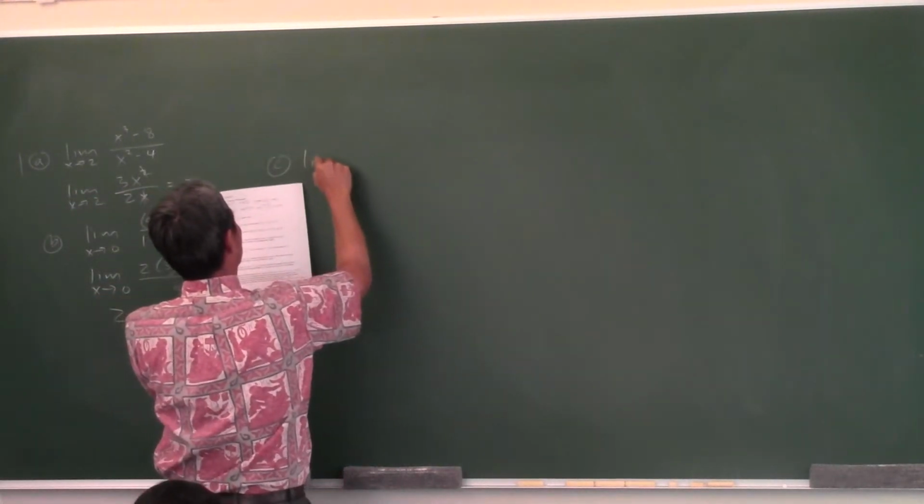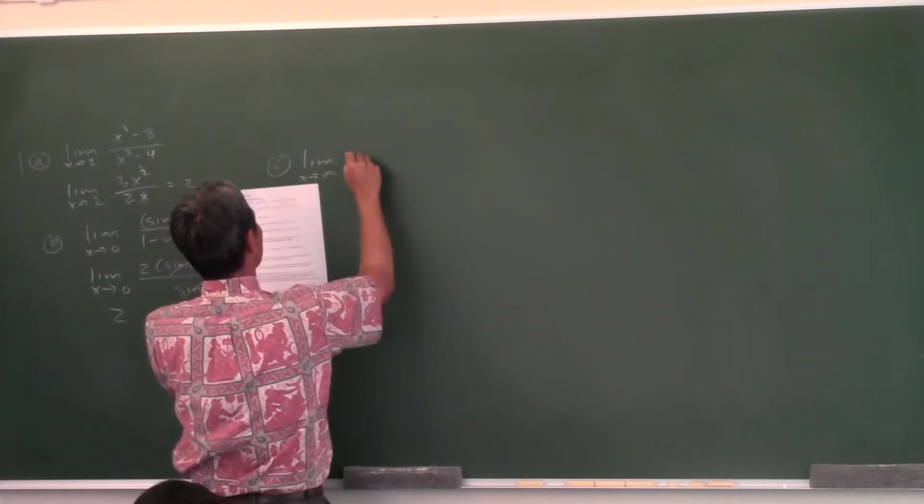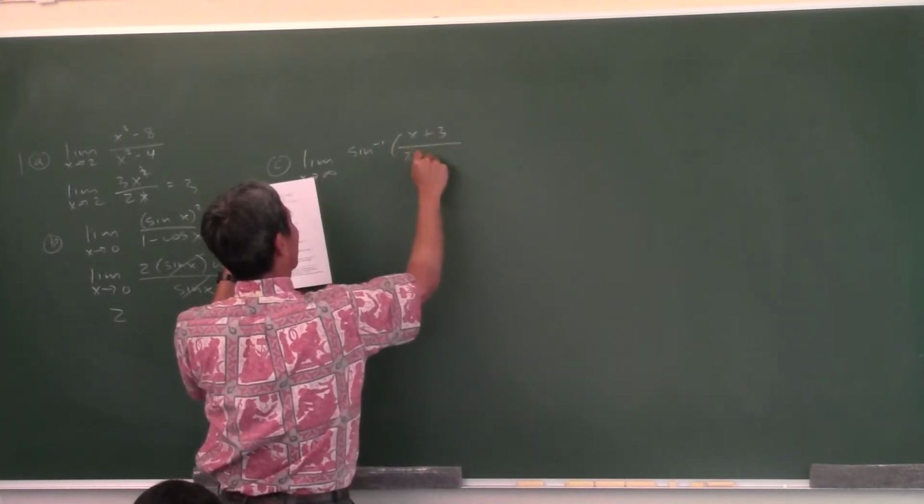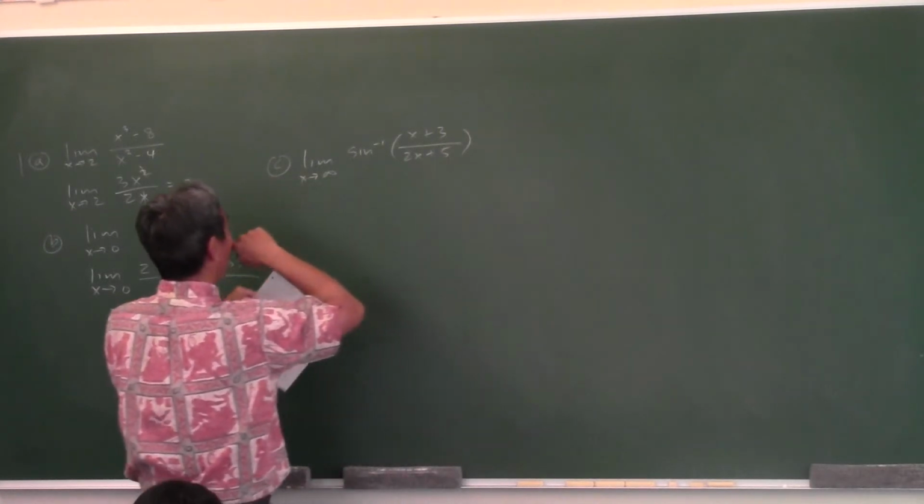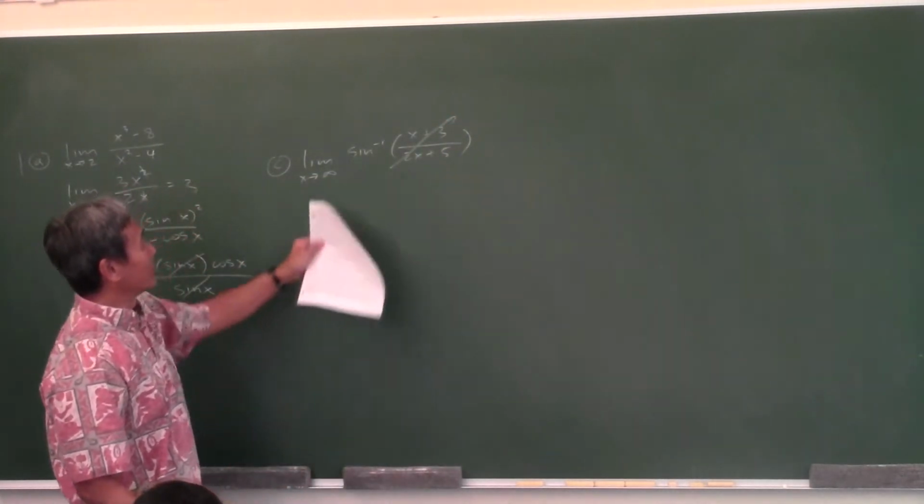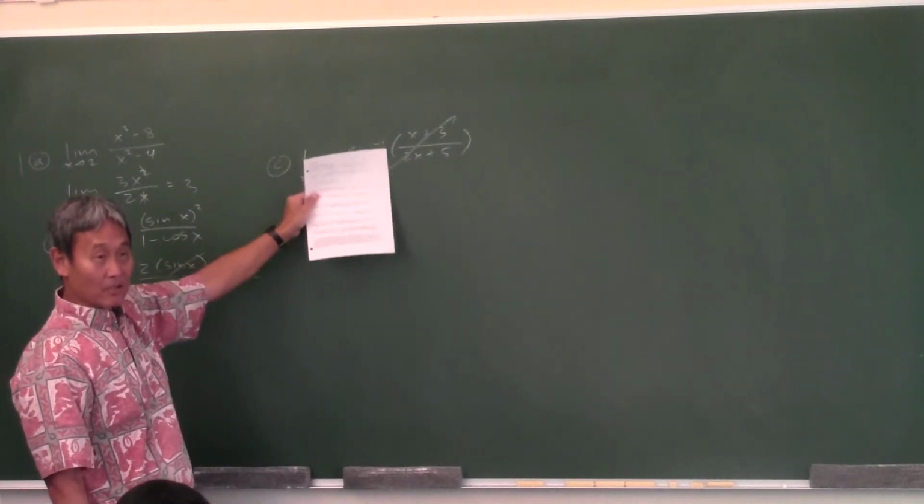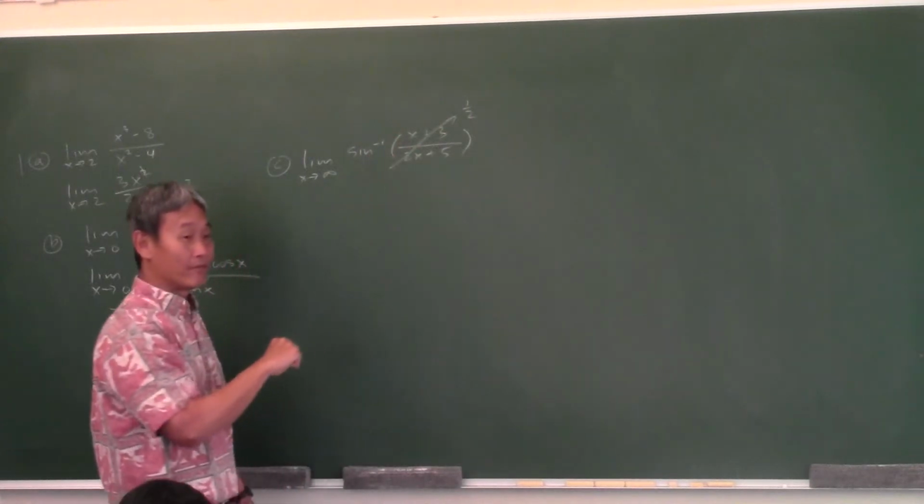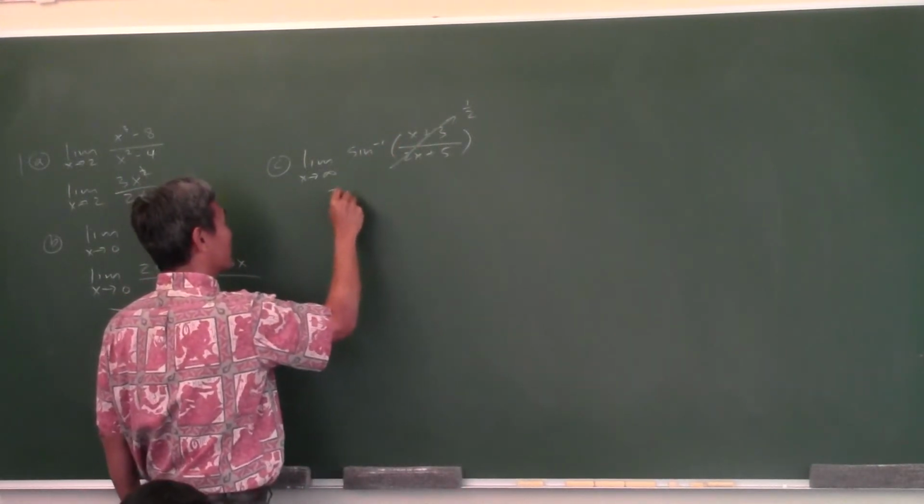Now, limit as x approaches infinity of sine inverse of x plus 3 over 2x plus 5. As x approaches infinity, what does this go to? If the degree at the top and the bottom are the same, we look at the coefficient. So this goes to 1/2. And what is sine inverse 1/2? Pi over 6.